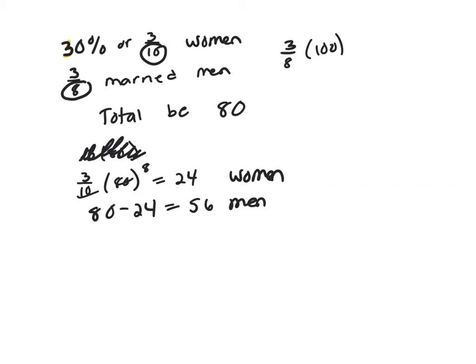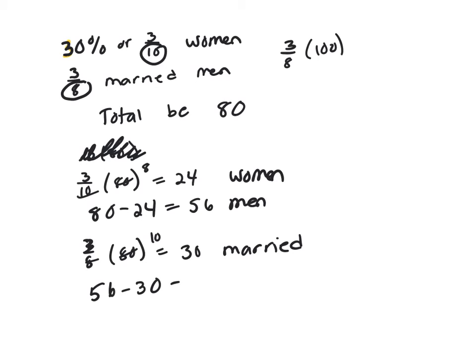Now, 3/8 of them are married. So do 3/8 of the total, which is 80, and 8 goes into 80 10 times. So that gives me 30 married. See how nice that was? And so I've got a total of 56 men, minus 30 of them are married. That leaves me 26 unmarried.